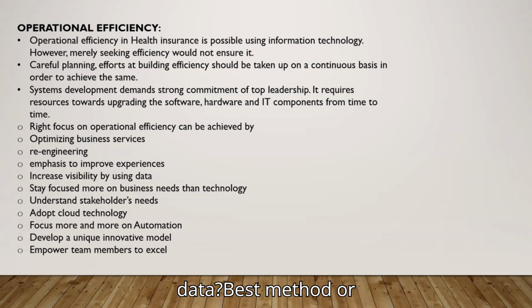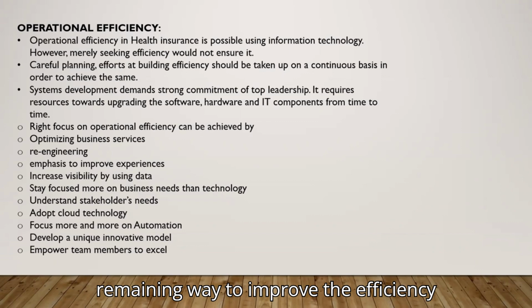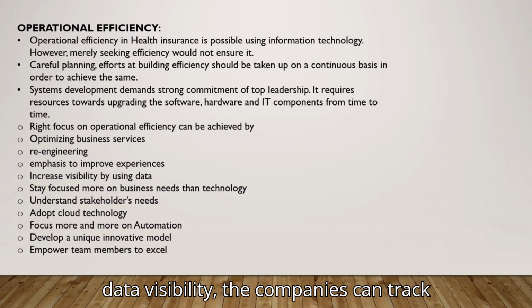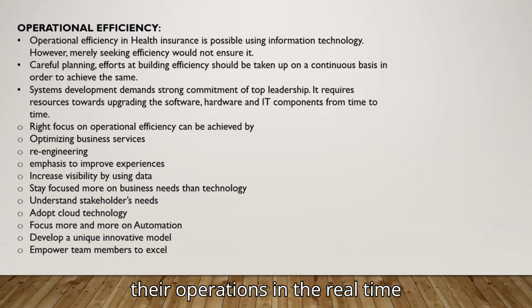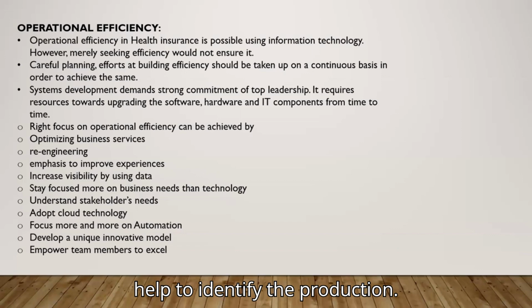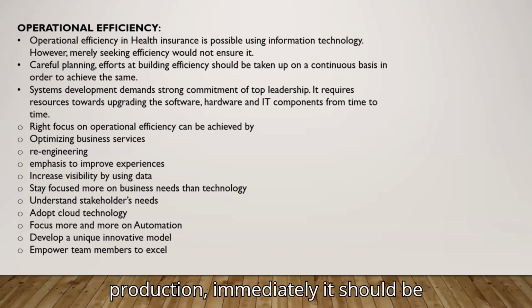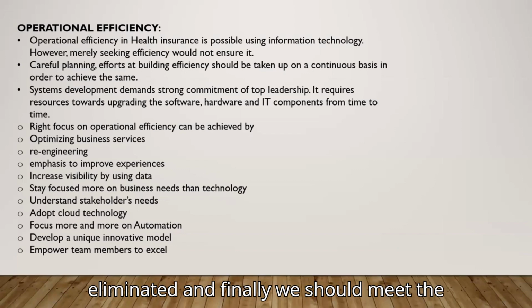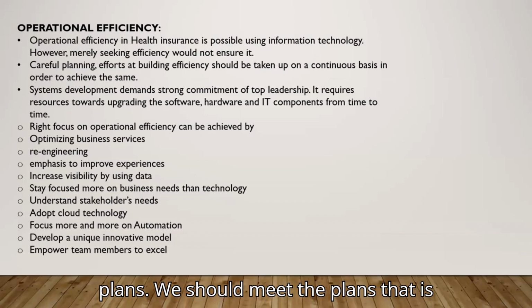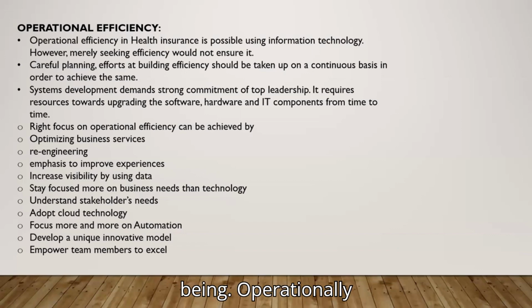The best method or remaining way to improve the efficiency is through collecting the data, or data visibility. With this data visibility, the companies can track their operations in real time whenever they need it. And it will also help to identify the problem that is there in the production, and after identifying it, immediately it should be eliminated. The problem should be eliminated, and finally we should meet the plans, that is, be operationally efficient.